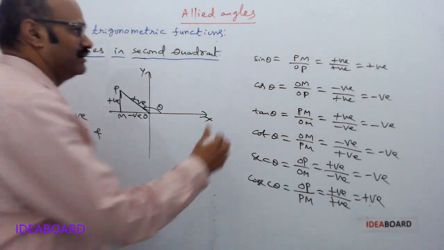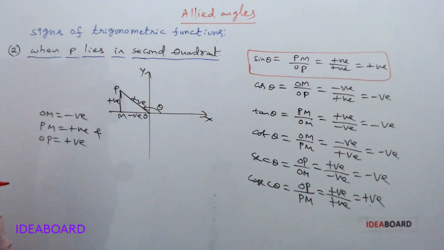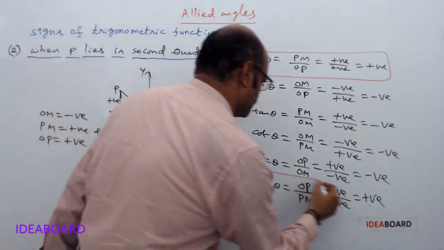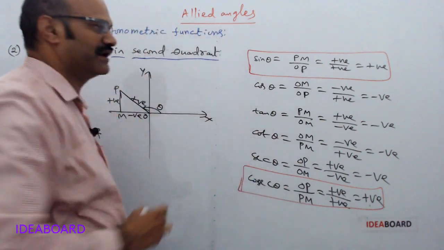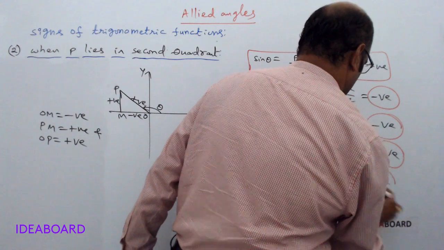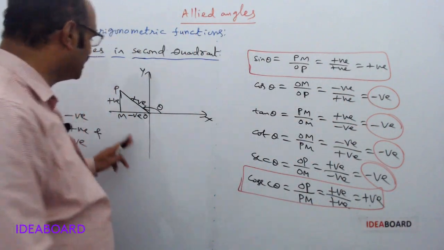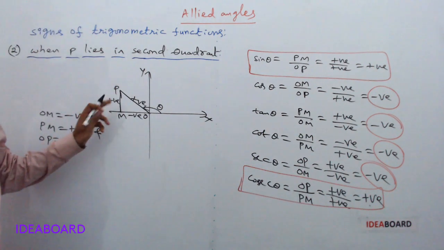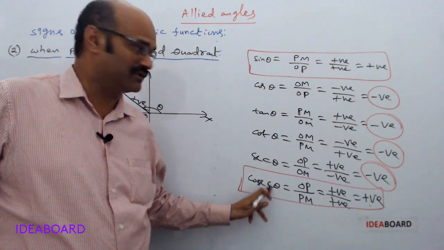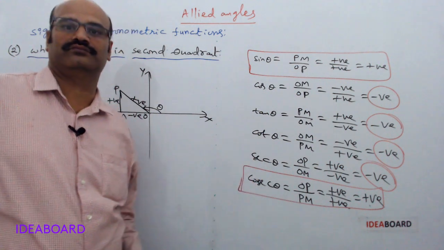Now we conclude that in the second quadrant sin theta is positive. And what is the reciprocal of sin? Cosecant theta, which is also positive. The remaining trigonometric ratios are negative. So in the second quadrant only sin theta and its reciprocal are positive.